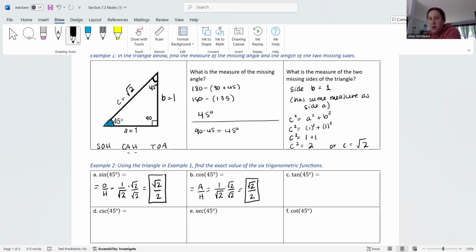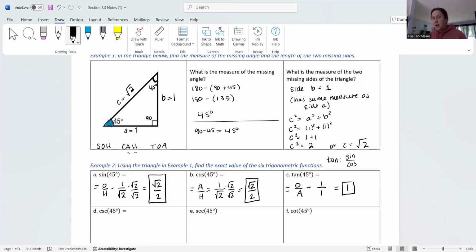Now, tangent, we know, relates the opposite side to the adjacent side. SOHCAHTOA tells me opposite over adjacent. If we're looking at that blue 45-degree angle, the opposite side is 1. The adjacent side is also 1. So we just get 1. There's another way. We also have these quotient identities, and we know that tangent is the ratio of sine divided by cosine. Since sine and cosine are both square root 2 over 2, when we divide square root 2 over 2 by square root 2 over 2, we also get 1. So you have 2 different ways to prove to yourself that tangent is equal to 1.